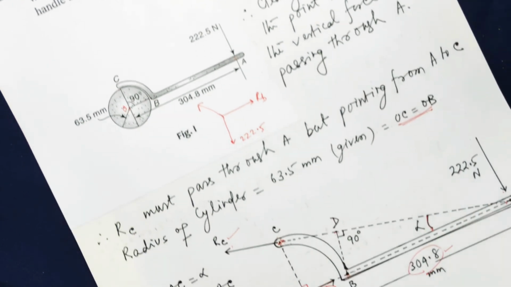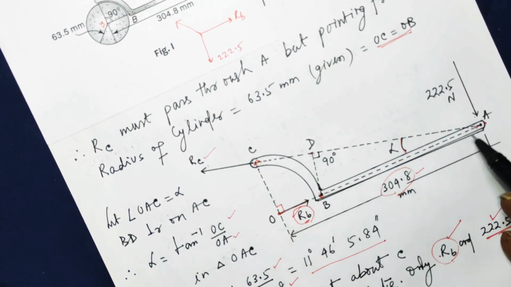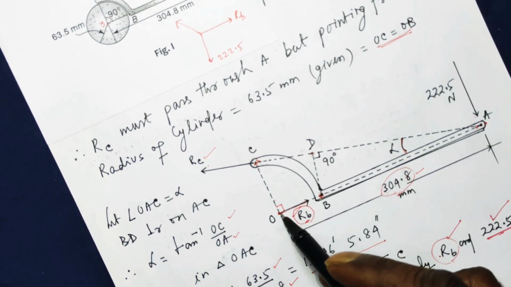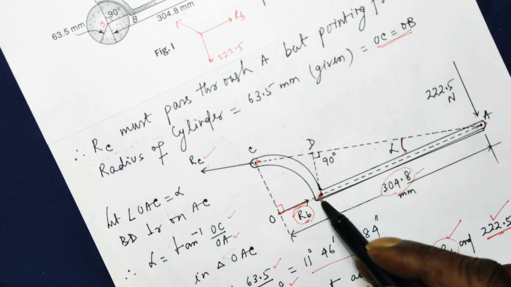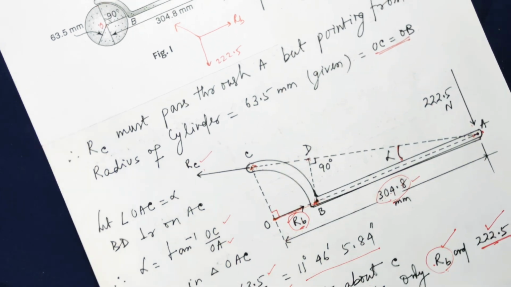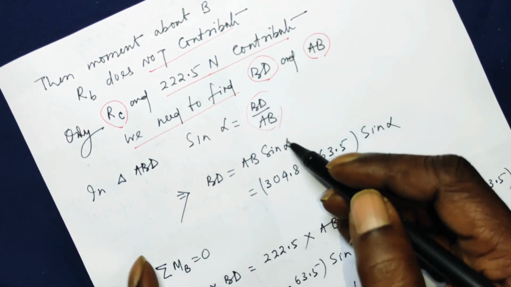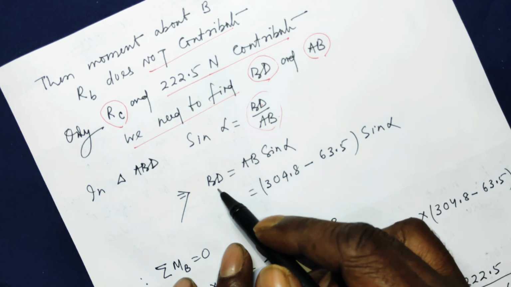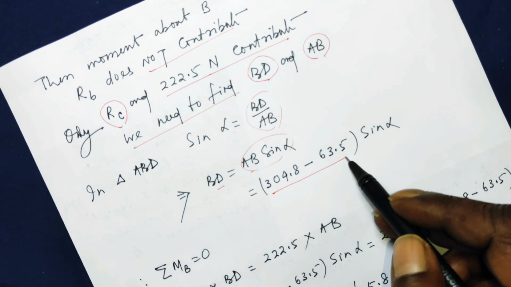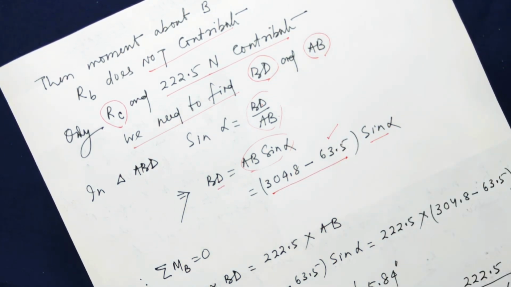Now, sine alpha is BD over AB, and how much is AB? It is 304.8 minus this radius, and the radius is given, that is 63.5. So your sin alpha becomes BD over AB. So cross multiplying, BD is equal to AB sin alpha. AB is this much, which I explained. This is the radius, so sin alpha. So BD is found out.